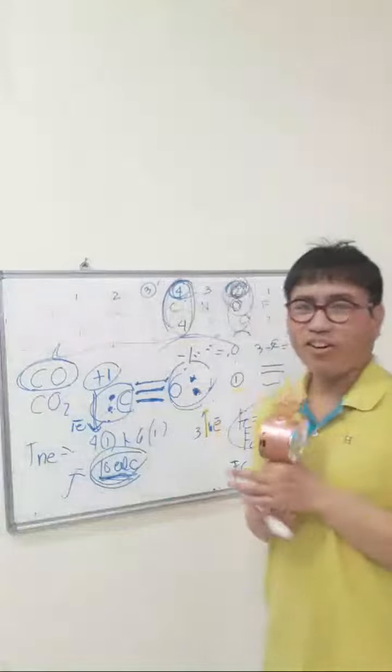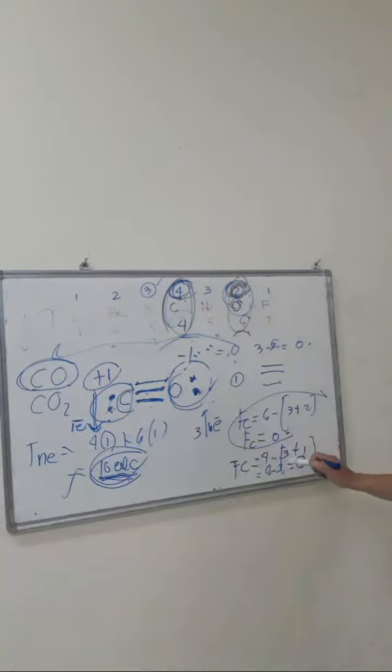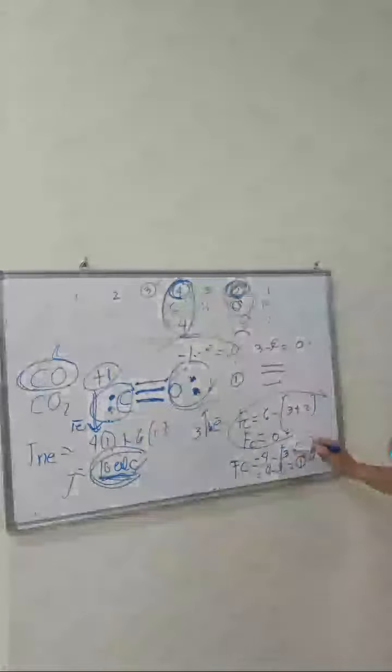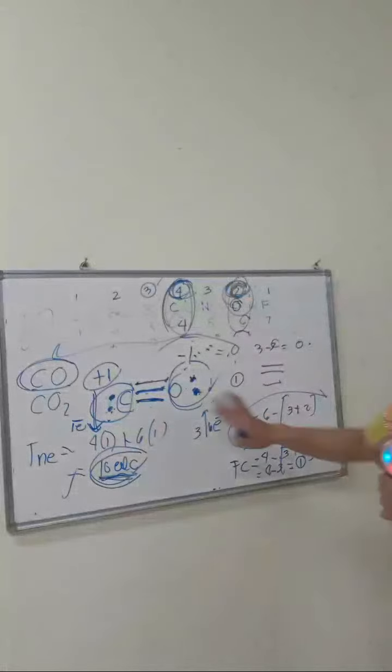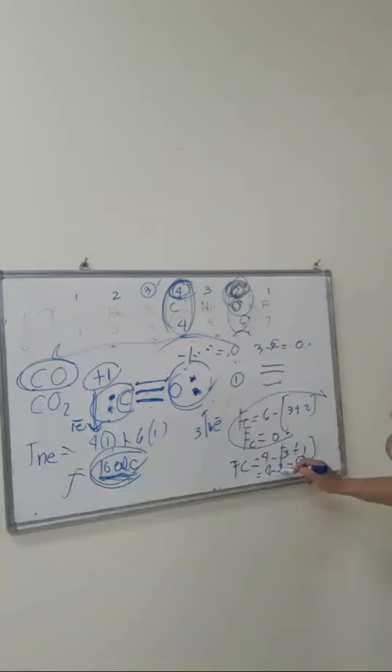Okay, let's go back. Now, compute for the formal charge of carbon. How many valence electrons does carbon have? 4. So 4 minus the bonds of carbon with respect to oxygen: 1, 2, 3. Plus how many unshared electrons? Plus 1. So 4 minus 3 plus 1. 3 plus 1, so it is 2.